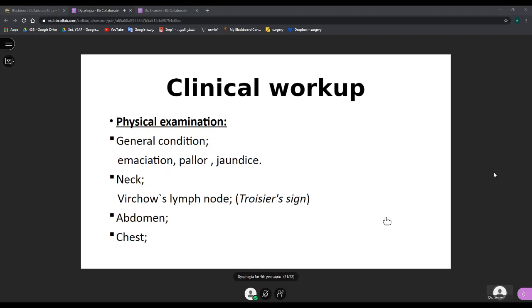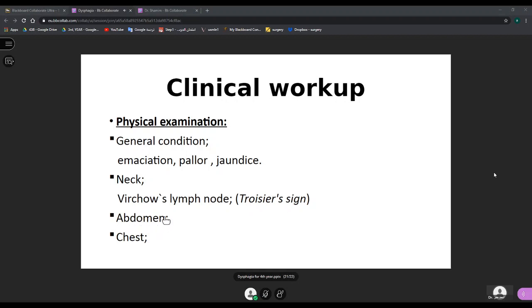So looking at the eyes, we look for pallor, and what else in relation to this patient? Pallor and jaundice, because he could be having a tumor, and the tumor is causing metastasis. What else as part of physical examination? Examining the left supraclavicular fossa, looking for what? Virchow's lymph node. Don't forget, you have to palpate the left supraclavicular fossa for this lymph node, which is known as a sign. The name of this sign is Troisier sign.